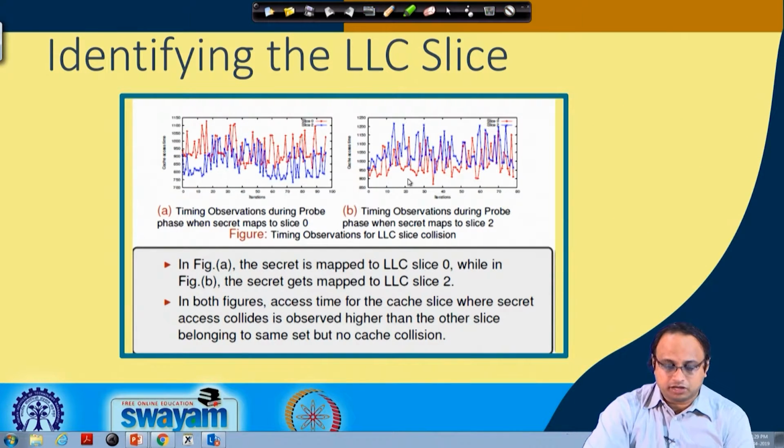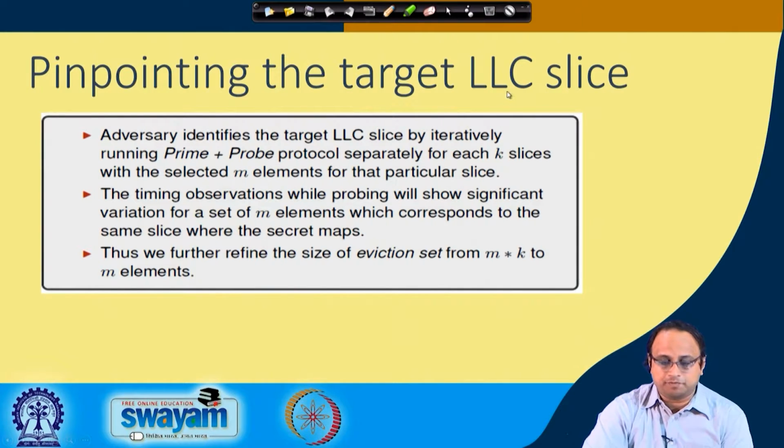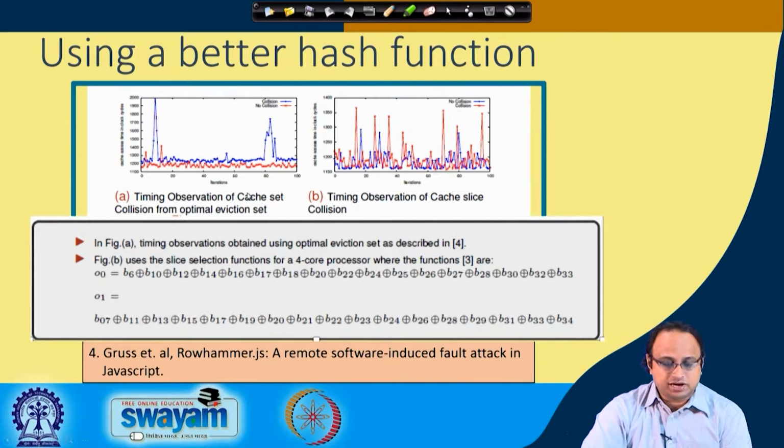Therefore, you can pinpoint the target LLC slice. The adversary identifies the target LLC slice by iteratively running the prime and probe protocol separately for each of the k slices with the selected m elements for that particular slice. The timing observations while probing will show significant variation for a set of m elements which corresponds to the same slice where the secret maps, and thus we further reduce the size of the eviction set from m into k to only m possibilities.